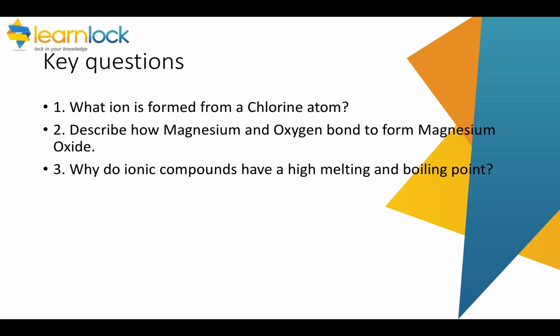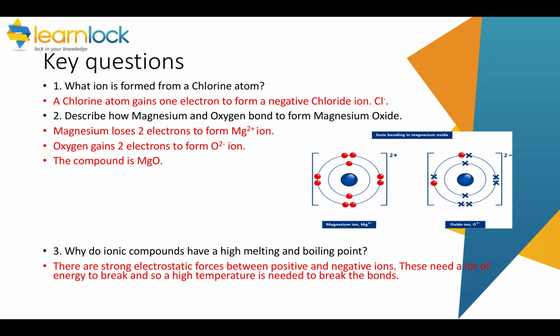If you pause the tutorial and try and answer the questions, give yourself 10 minutes. What ion is formed from a chlorine atom? Well, chlorine, if you draw it out, is 2,8,7. So it needs to gain one electron. If it gains one electron, it becomes a chloride ion, which is Cl-.